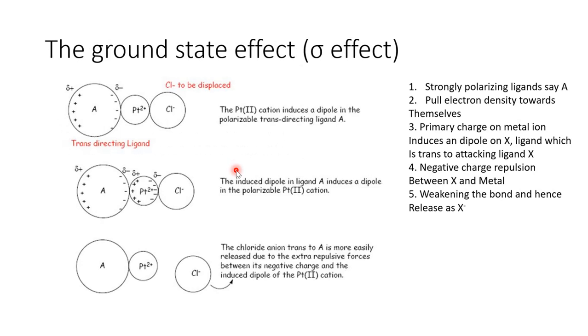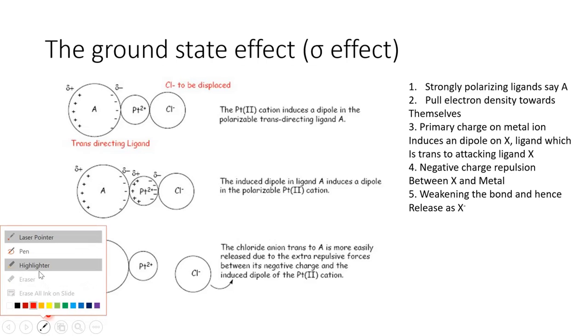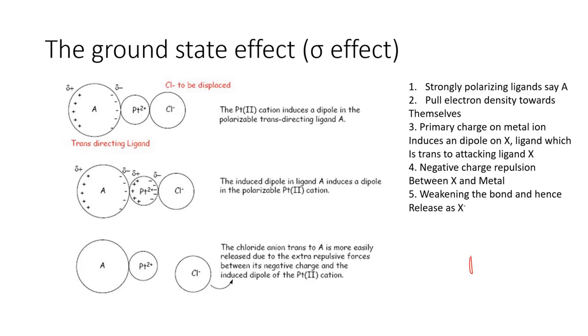First of all, we will learn the ground state effect, or the sigma effect. This is basically the first theory for the trans effect. Prior to starting this theory, suppose we have a complex, PtX4 2 minus. Basically this is symmetric.